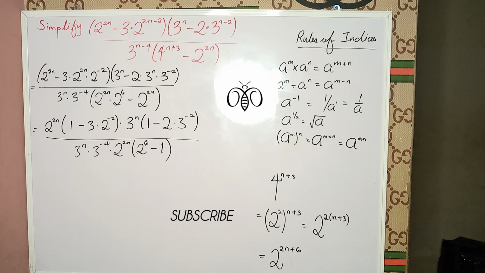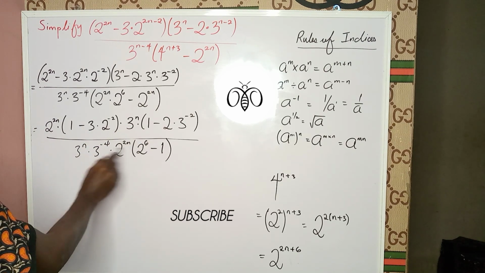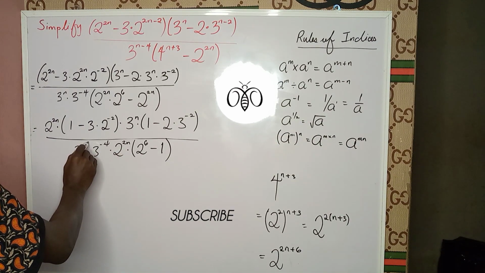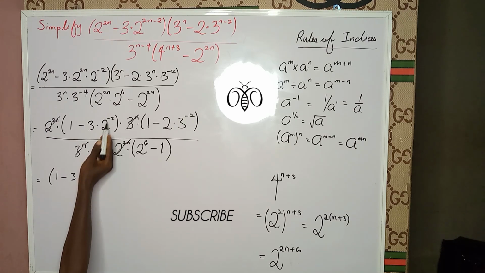Now we'll realize something. The relationship between this and this is multiplication, this and this is multiplication, this and this, and even this bracket is multiplication. So 3n can cancel 3n here, and we have this to also cancel this. So we are left with no variable any longer. So now we can bring it to be 1 minus 3 times 2 raised to power minus 2.